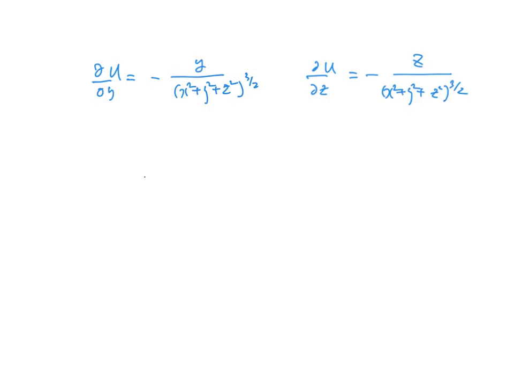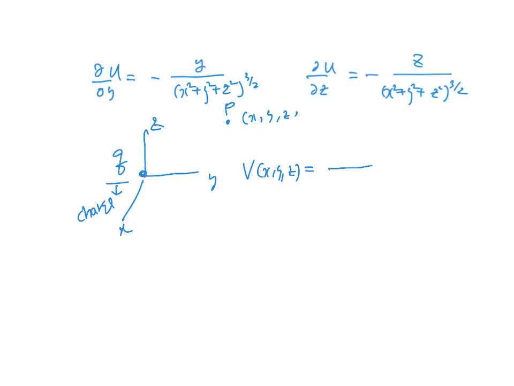So if there is a charge at the origin, and there's a point (x, y, z), the potential is q over 4 pi epsilon 0 times the square root of x squared plus y squared plus z squared.